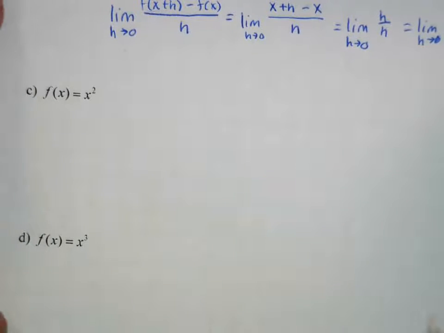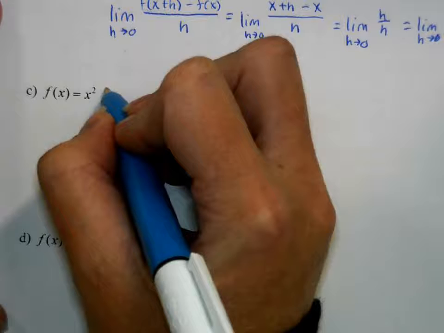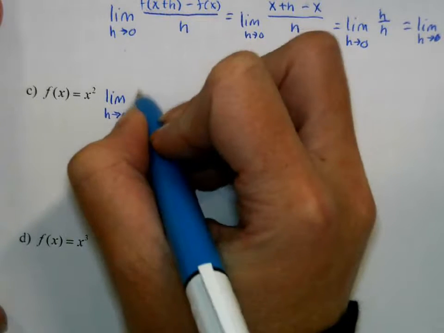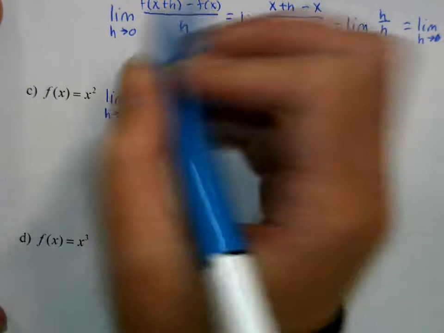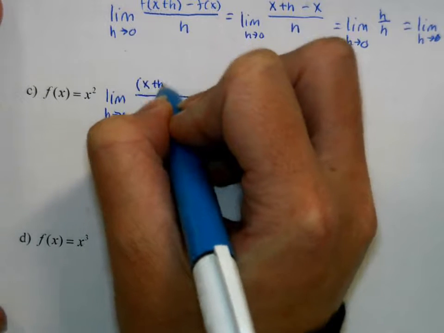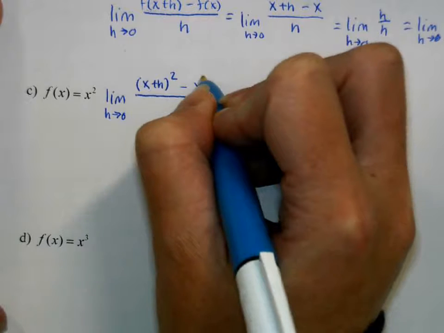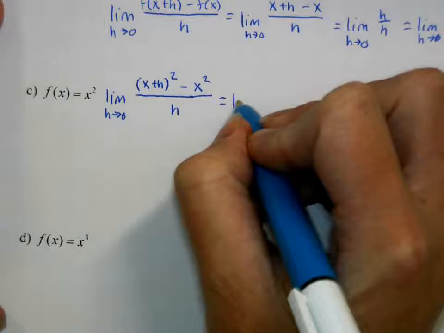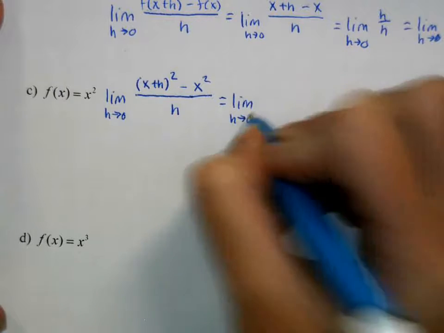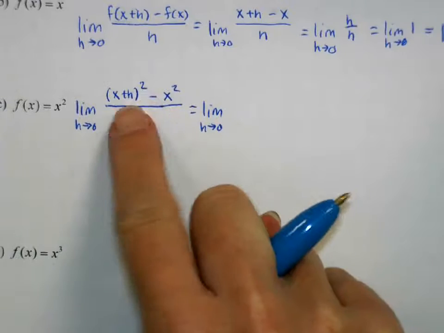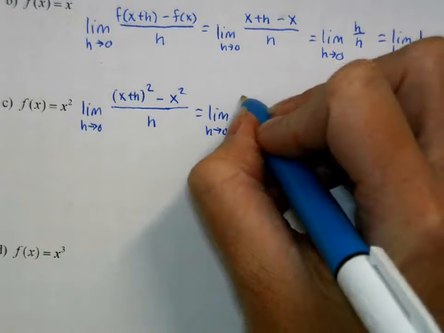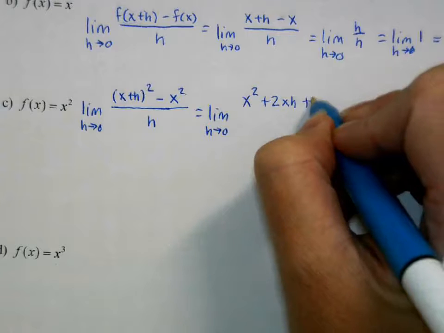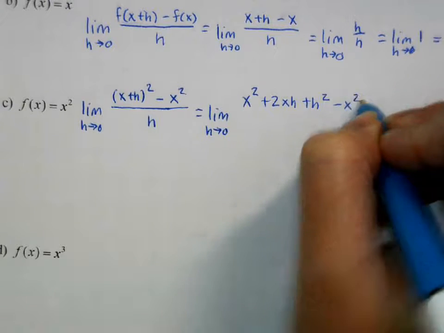Okay, x squared. h goes to 0. f of x plus h is going to be x plus h squared minus x squared over h. So that limit keeps going until we're done. So we expand this, FOIL that, so we get x squared plus 2xh plus h squared minus x squared over h.